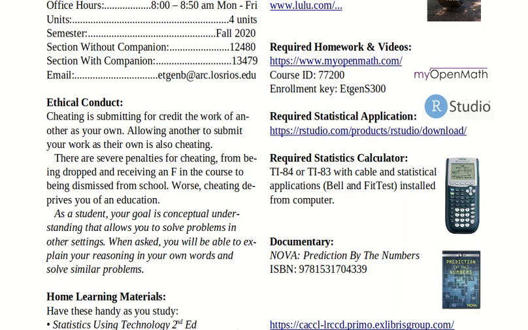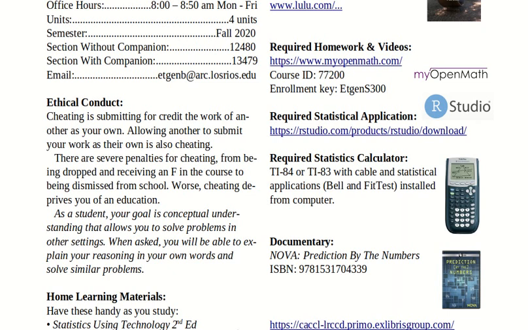So what is cheating? Cheating is when you present someone else's work as your own, or when you let someone else present your work as their own. Now, there's all sorts of ways you can cheat. There's ways you can get caught. I don't need to go into that. And the responses to that, of course, would be being dropped from the class, receiving an F, or even being dismissed from school. I serve on the committee that deals with those sort of things.